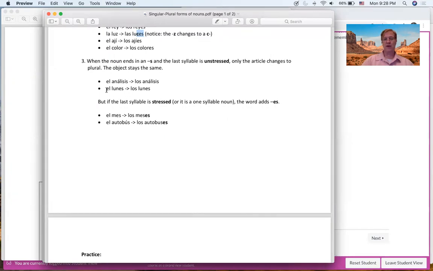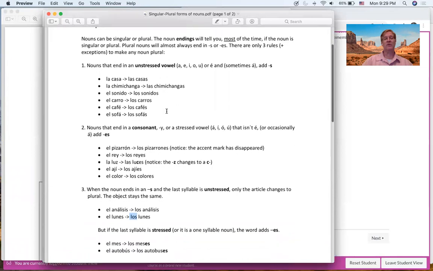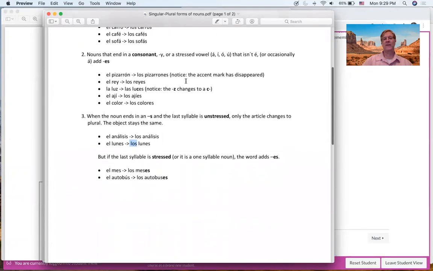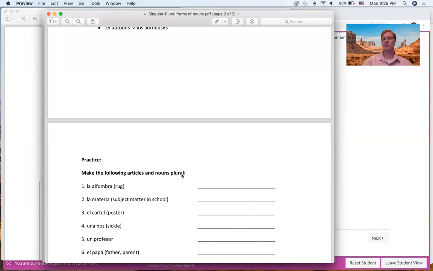And in some cases, nothing will happen to the noun. For instance, el lunes, Monday, los lunes, Mondays. Notice that the noun is the same, only the article has changed from el to los. The noun itself has remained the same. So here we have the 3 options: adding an S, adding an ES, or leaving the word alone and simply changing the article. Those are the 3 things to consider.